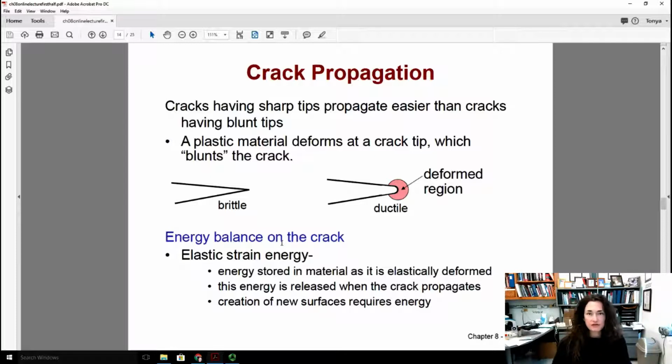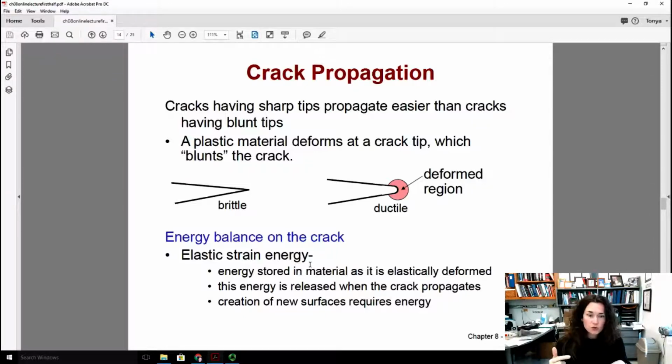You can think of it kind of like a spring. If you stretch a spring out, you remember from your introductory physics class that the potential energy stored in a spring is 1/2 k delta x squared, where k is your spring constant and delta x is how far the spring is stretched out. So as a material deforms, it's going to act like a spring and store energy within it. Now that energy is going to be released when the crack propagates.